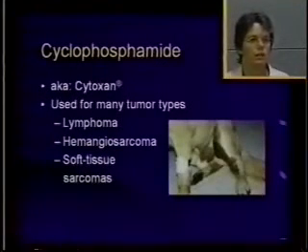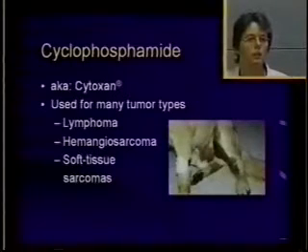Cyclophosphamide is also known as Cytoxan and is used commonly in lymphoma protocols. It's also used as a combination treatment for hemangiosarcoma as well as some other soft tissue sarcomas.